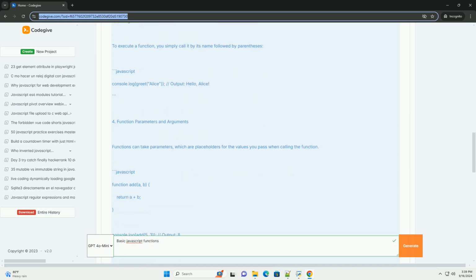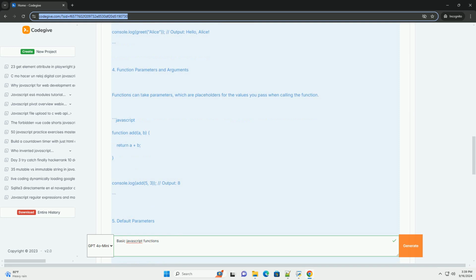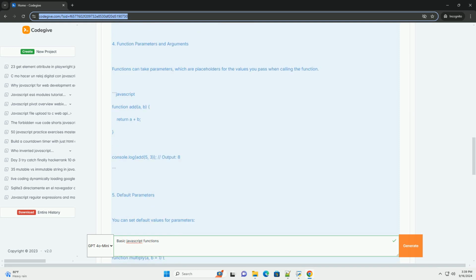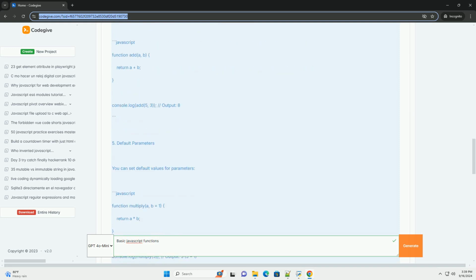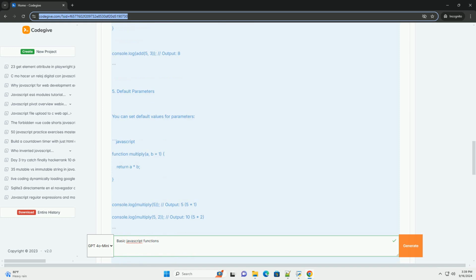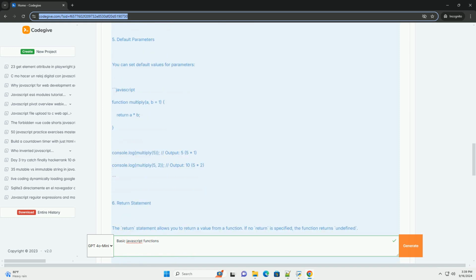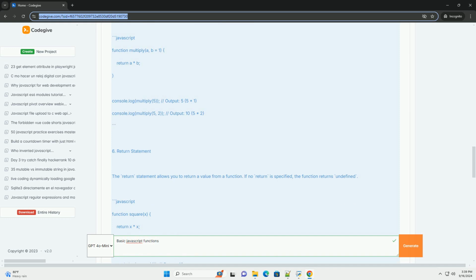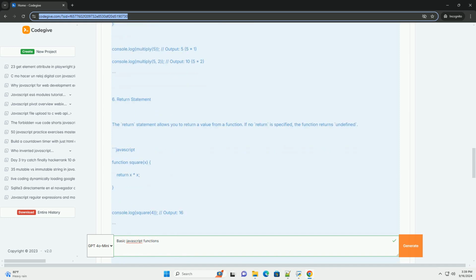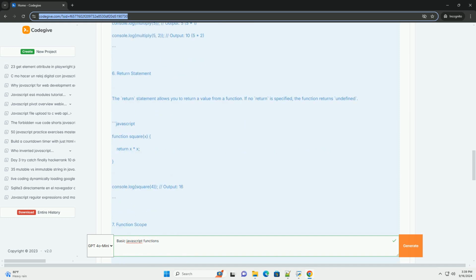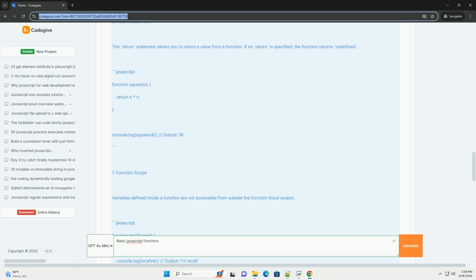Scope is an important concept, determining the accessibility of variables within functions. JavaScript also supports higher-order functions, which can take other functions as arguments or return them, enabling powerful programming paradigms such as callbacks and functional programming.